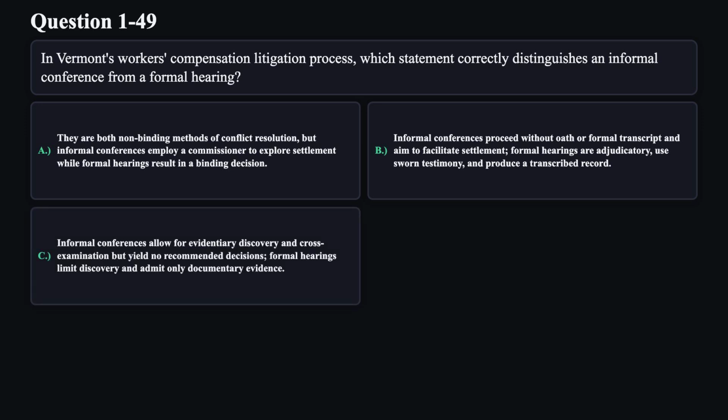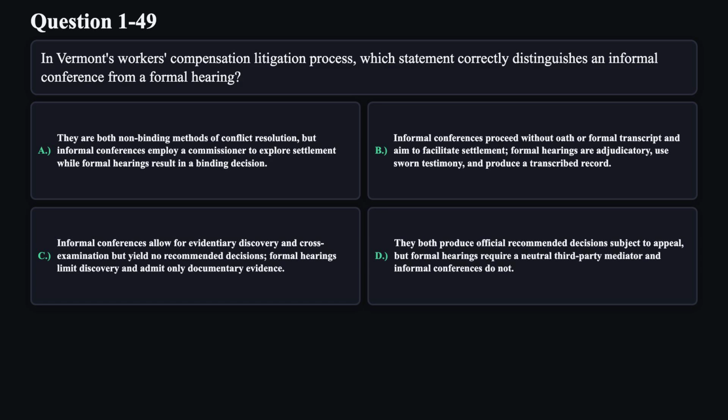C. Informal conferences allow for evidentiary discovery and cross-examination, but yield no recommended decisions. Formal hearings limit discovery and admit only documentary evidence. D. They both produce official recommended decisions subject to appeal, but formal hearings require a neutral third-party mediator, and informal conferences do not.